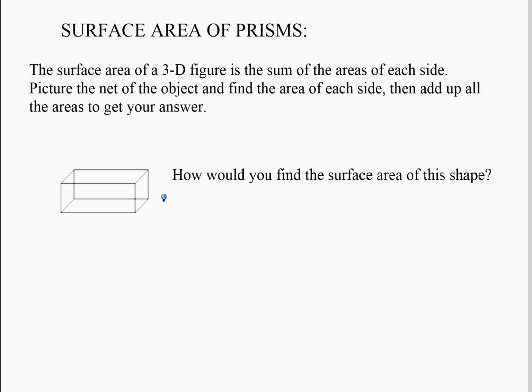Then the left and the right are always the same. So again, you could find the area of the left side and times it by 2. And finally, the front of the shape and the back of the shape are the same. So surface area of a rectangular prism is essentially just finding the area of each side and adding them together. And there are 6 sides in a rectangular prism.